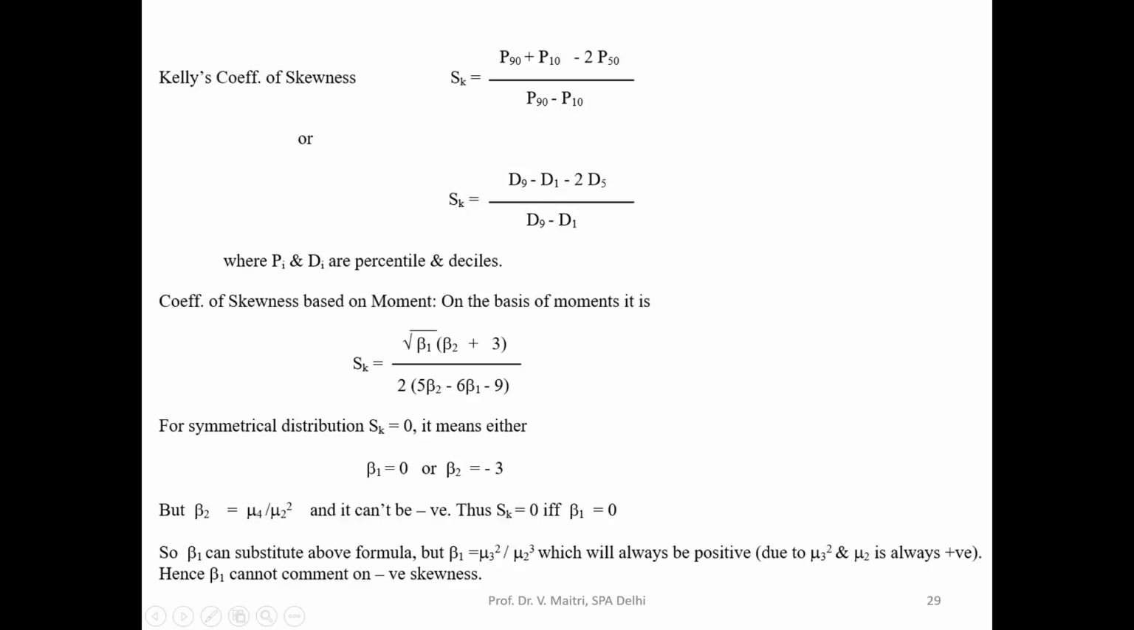But beta 1, which is equal to mu3 squared divided by mu2 cubed, will always be positive, because mu3 squared is always positive and mu2 is always positive, as we know it is a variance. So hence beta 1 cannot comment on negative skewness. This is a lacuna when we are talking about beta 1.